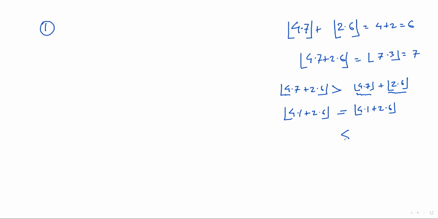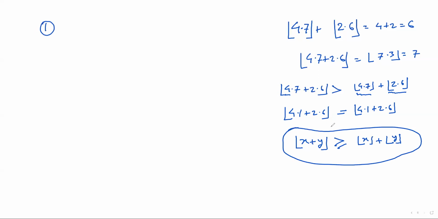That's clear, right? So if we combine the two ideas, we can easily write that for any numbers x and y, floor of x plus y is greater than or equal to floor x plus floor y. This is something we can just prove by experimenting with different examples.